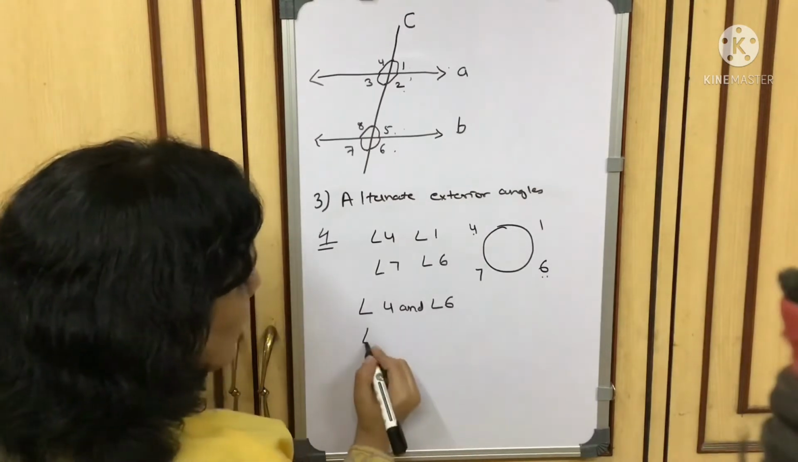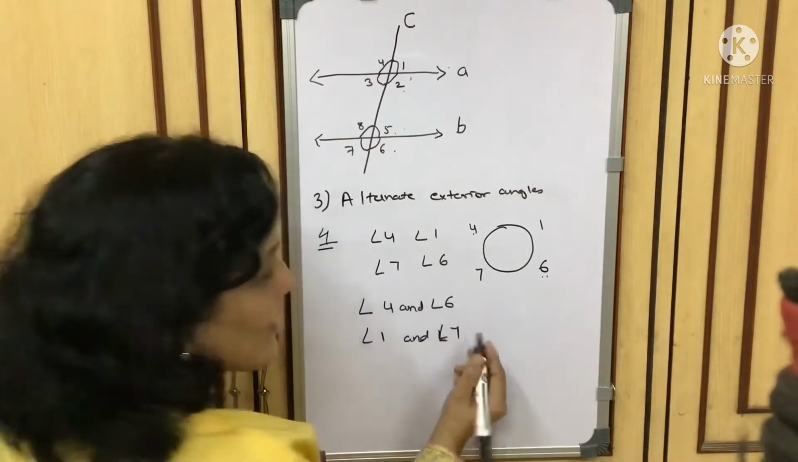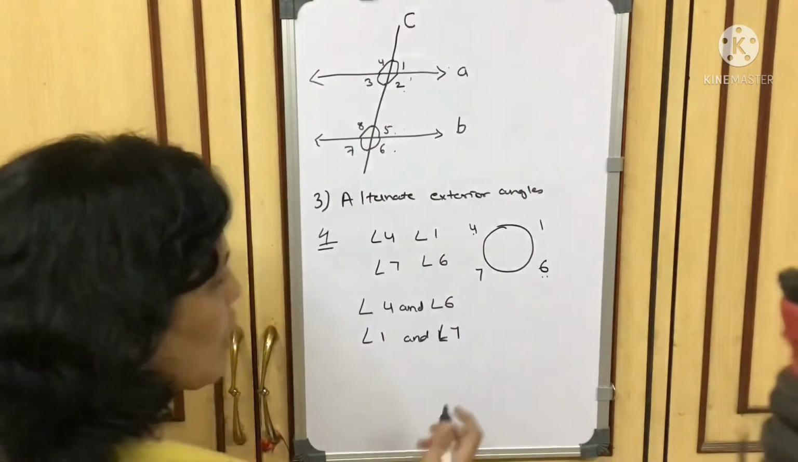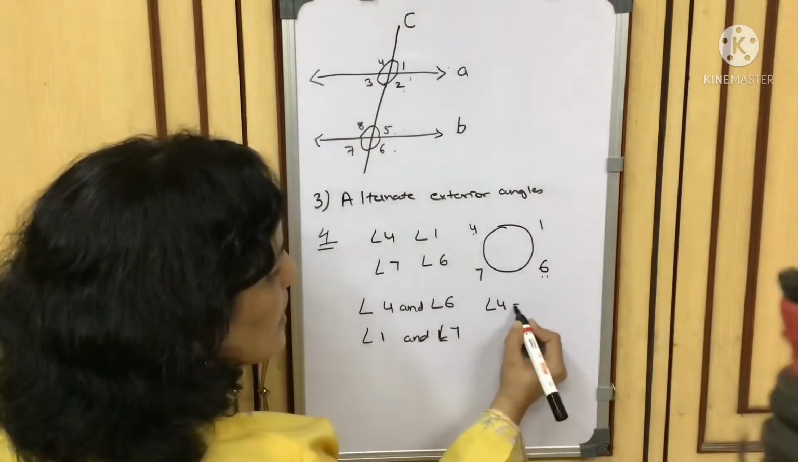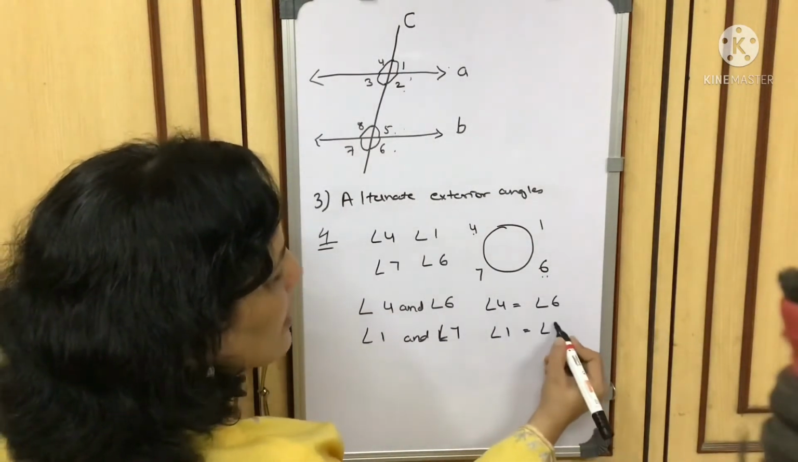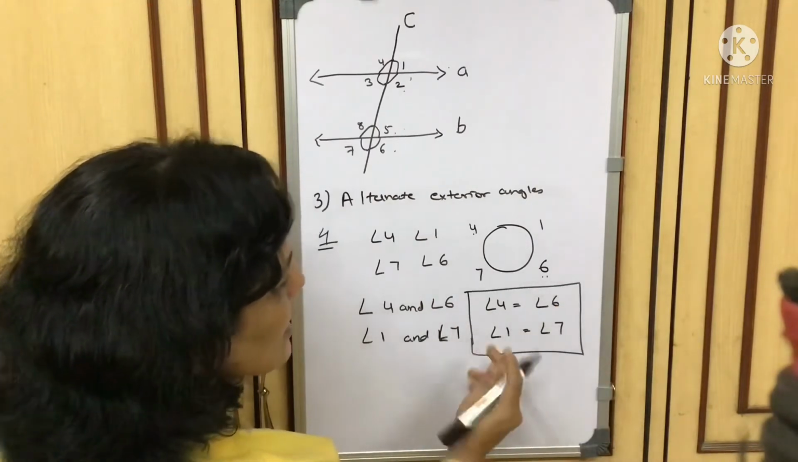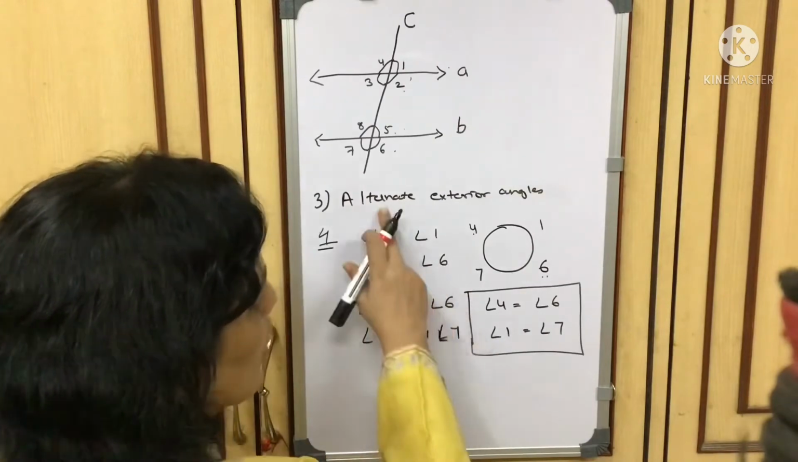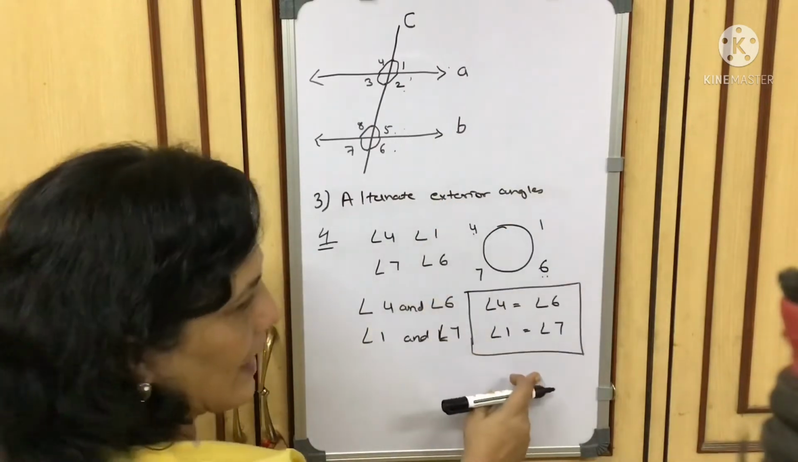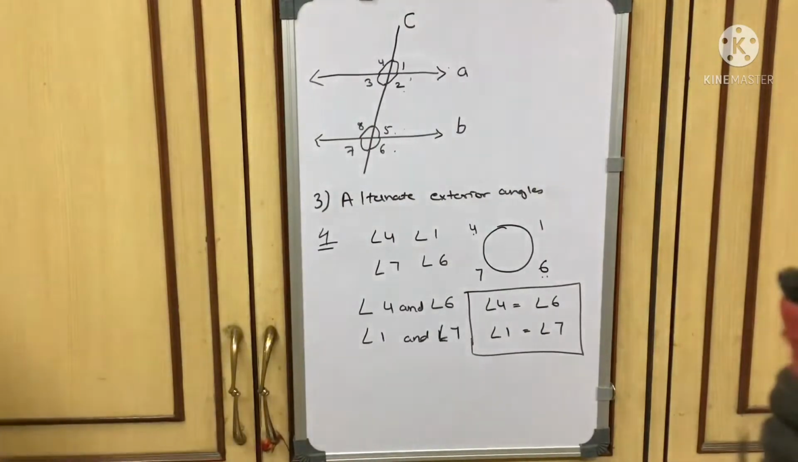Same way, angle 1 and angle 7 is another pair of exterior angles. So here angle 4 is equal to angle 6 and angle 1 is equal to angle 7. So we also have, same way like interior angles, we have two pairs of alternate exterior angles. Correct? Okay.